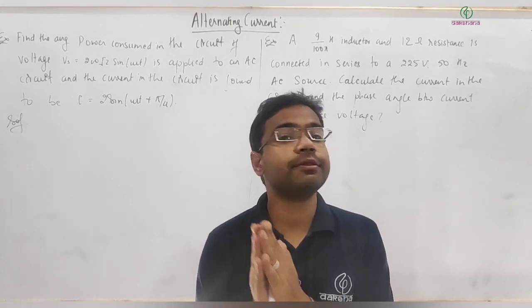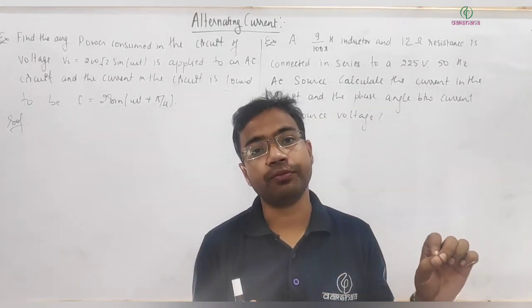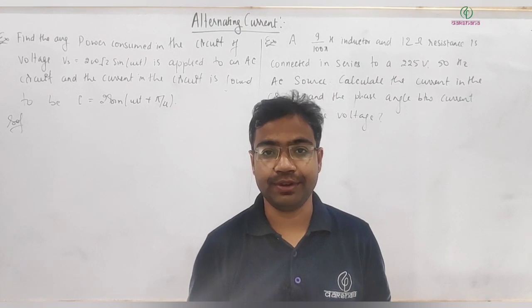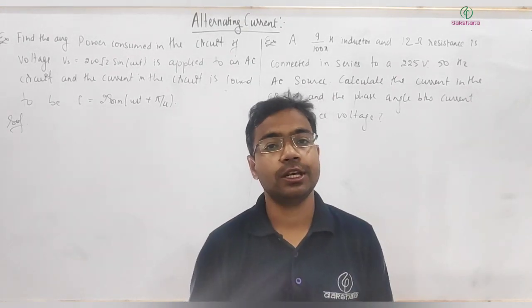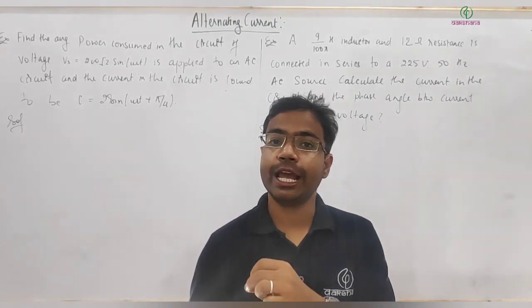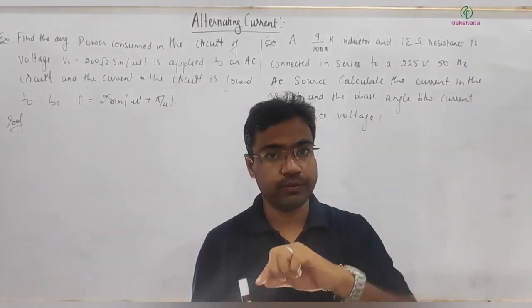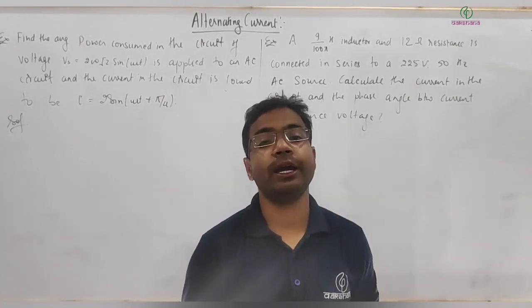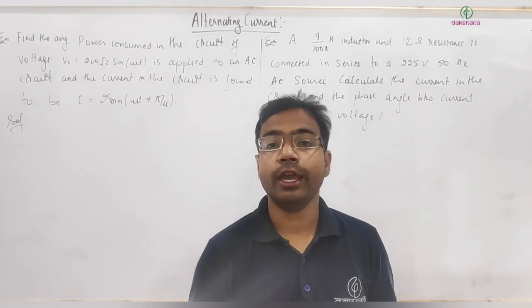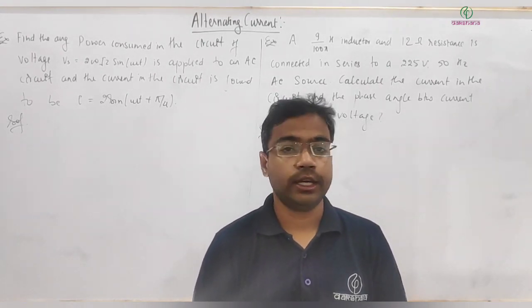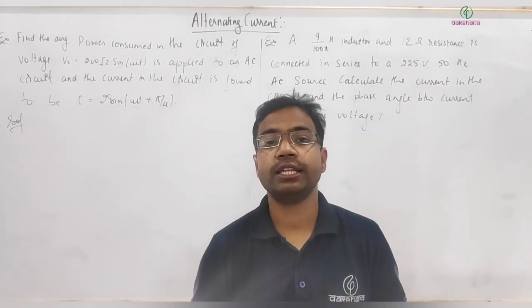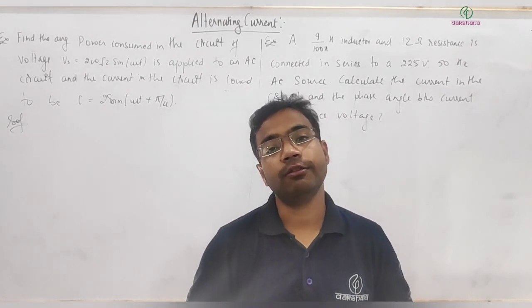In a resistor, both voltage and current are in the same phase. If I talk about an inductor, then voltage leads the current by an angle of 90 degrees. In case of a capacitor, voltage lags the current by a phase angle of 90 degrees.